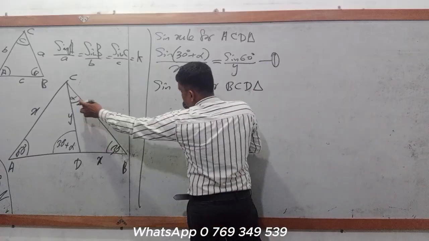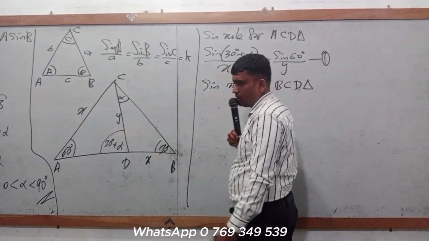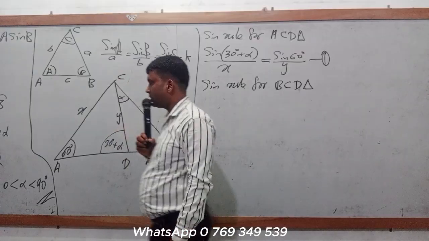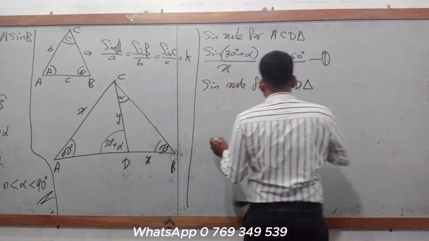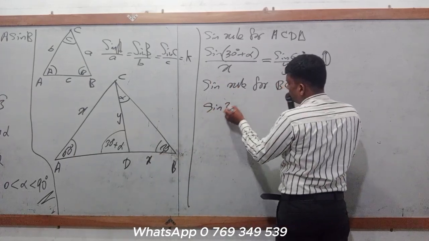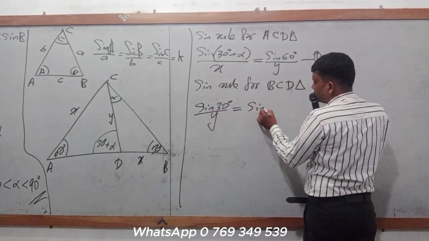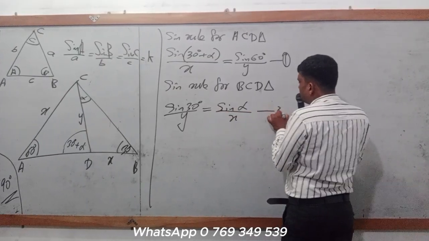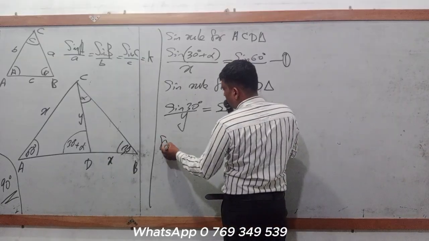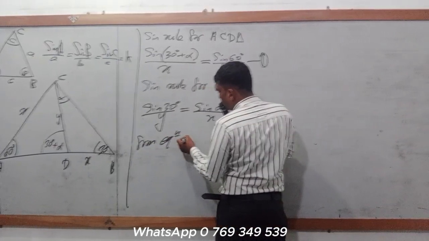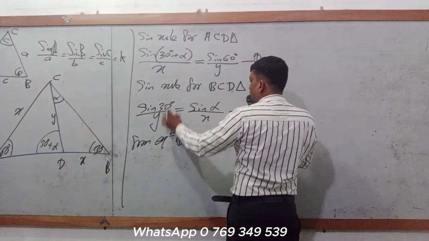What is that? We have to prove that sine alpha or something, no? Sine 30 divided by y equals sine alpha divided by x, that is equation number 2. We have to multiply those things. Equation 1 multiplied by 2, right? These two multiplied.